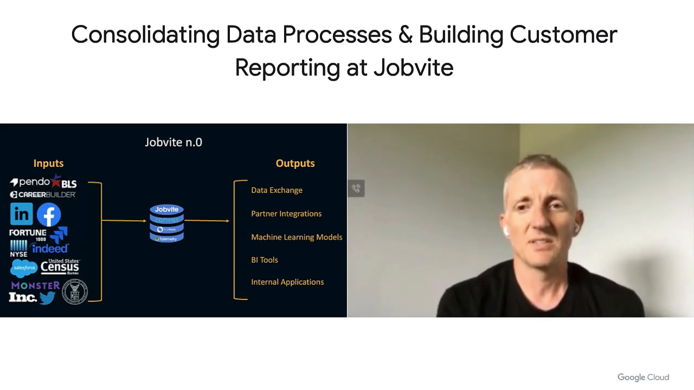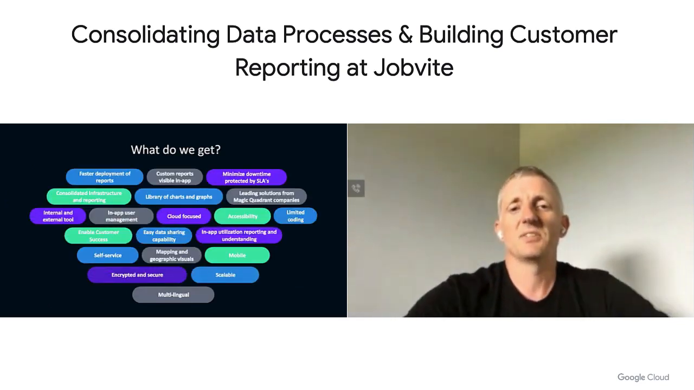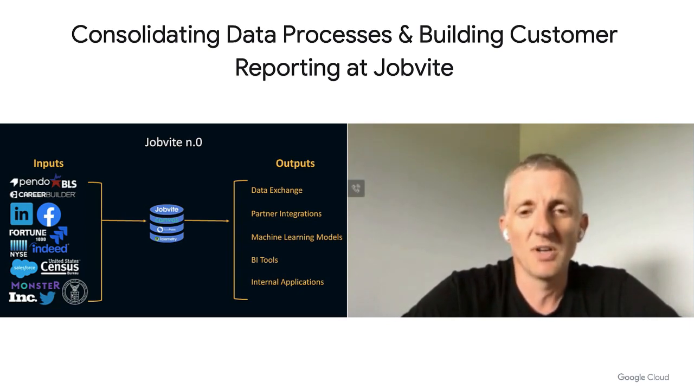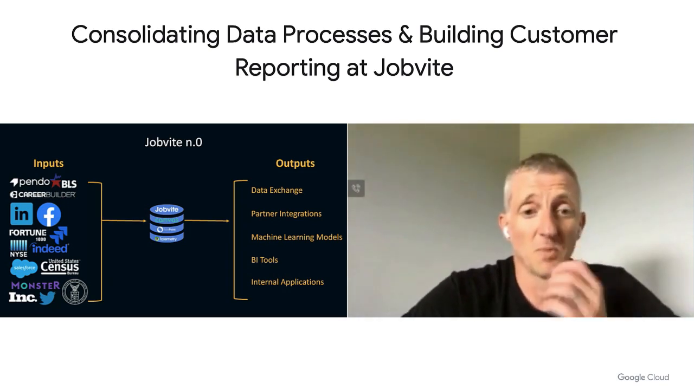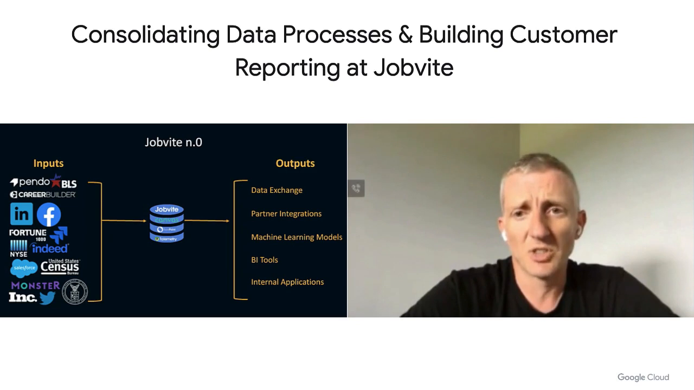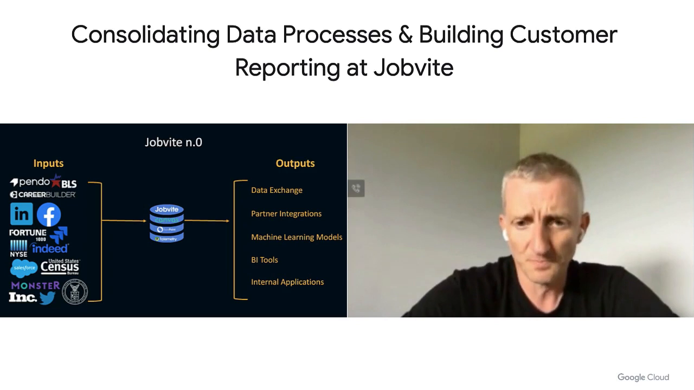Now the plan is, I'm going to go back a slide. The plan is for us to be able to take this data and then amend it with a lot of additional data. So how do we insert other sources? And this is going to go into our database or data warehouse layer, and then adding all these other sources will allow us to have great outputs like data exchanges, partner integrations, machine learning models, our BI tools, including Looker, and other internal applications.